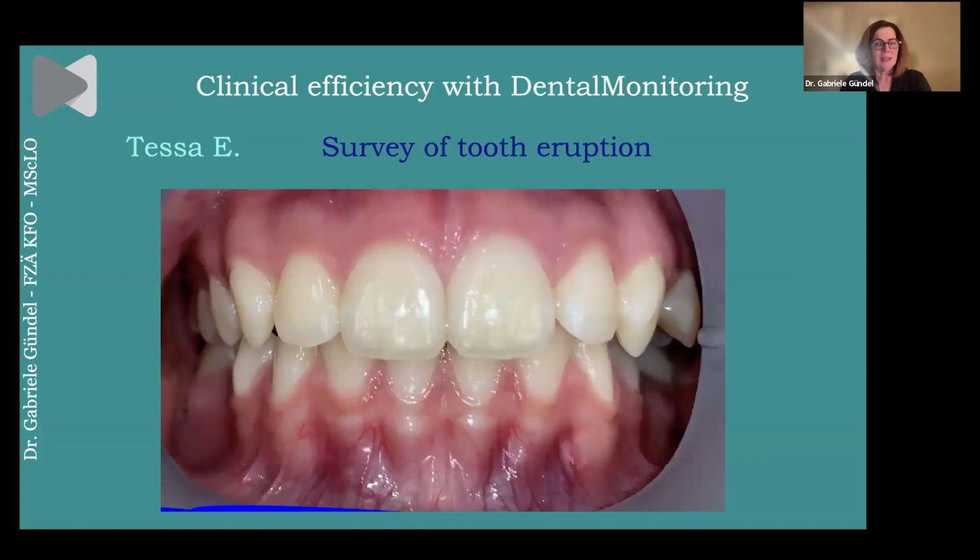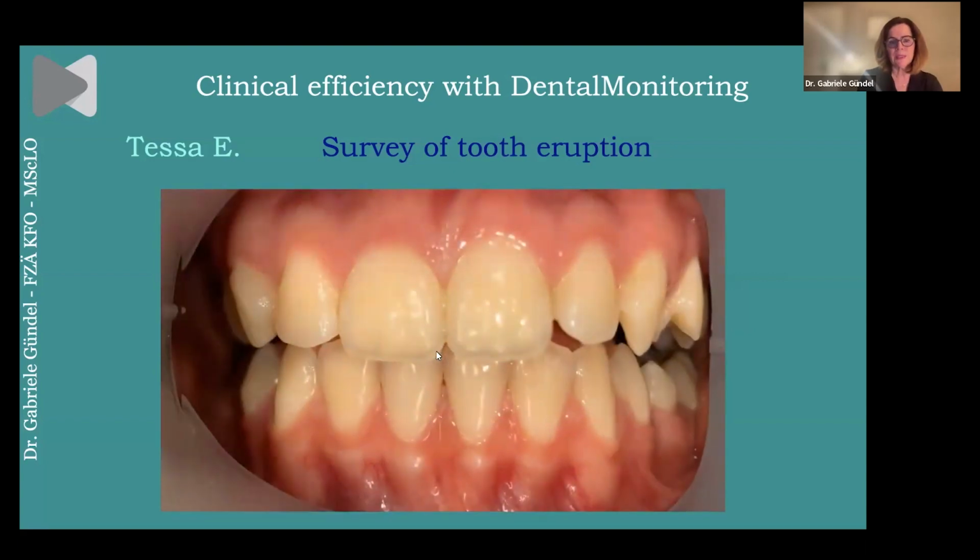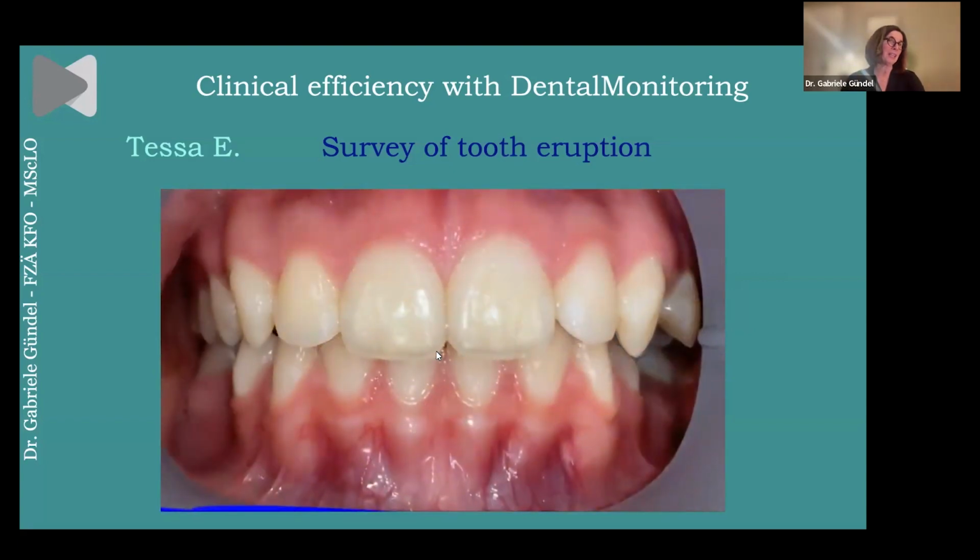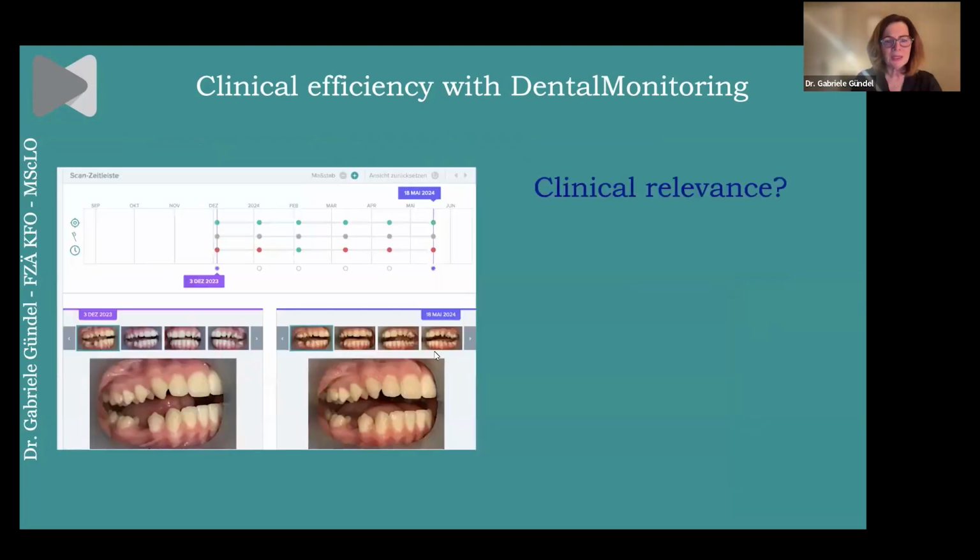The next topic, the next clinical example, is the survey of tooth eruption. Now, how do we deal with this? I like these videos because every patient I show you, I will show you a short video. But the important tooth here is tooth 45. Now we have a space here. We are waiting for this tooth. So what is the clinical relevance of using dental monitoring in this situation?